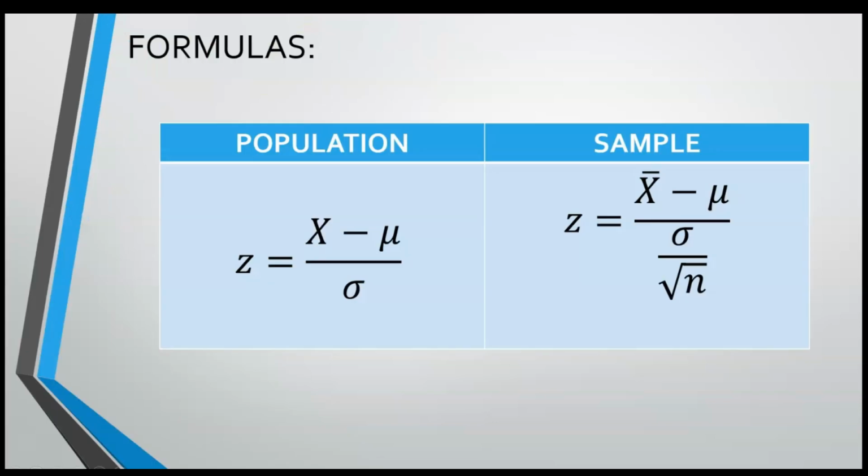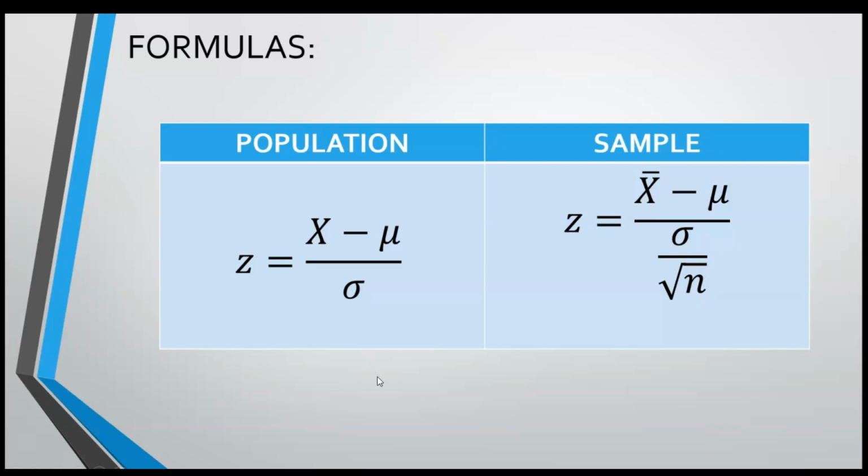Since we're talking about probabilities, it is helpful that we find the z-scores of a raw score that we're going to find out with. So we will be using the following formulas. If you're given a population data, you use the formula for the z-score: x minus mean over standard deviation. And if you're dealing with a sample, you use the formula z is equal to the sample mean minus population mean over population standard deviation over square root of your sample size, which is n.